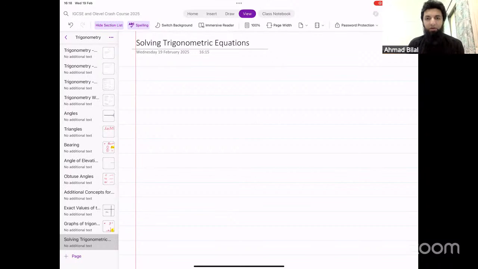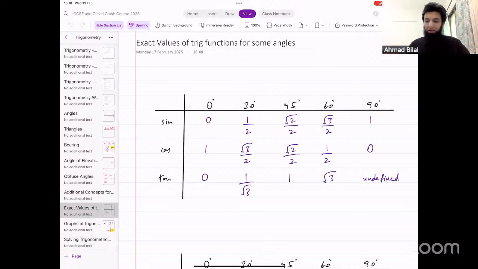So we were doing trigonometry, and today is the last session that we're spending on this. The part that we're doing today is only part of the IGCSE syllabus. It's not part of the O-level syllabus. It's about solving trigonometric equations. In the last session, we covered a few things that we will be needing for today as well. Let me quickly remind you about those things.